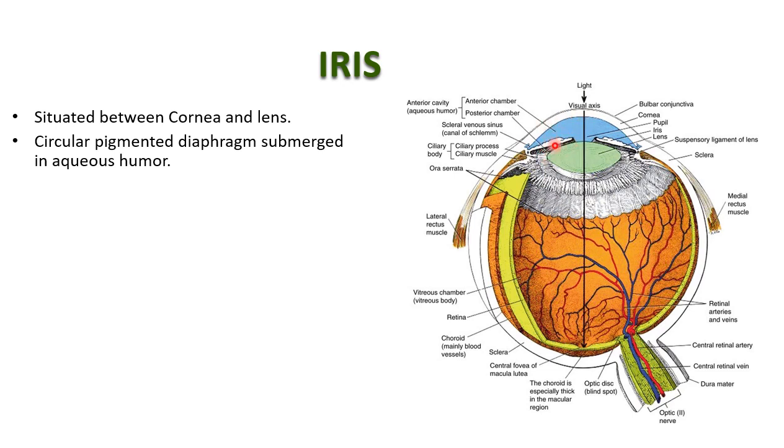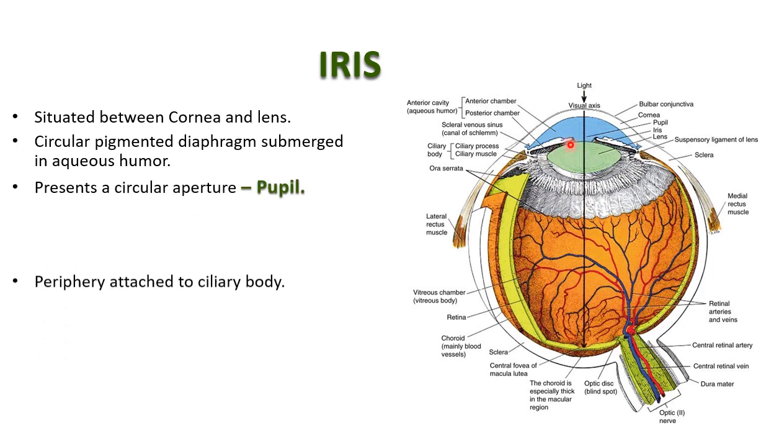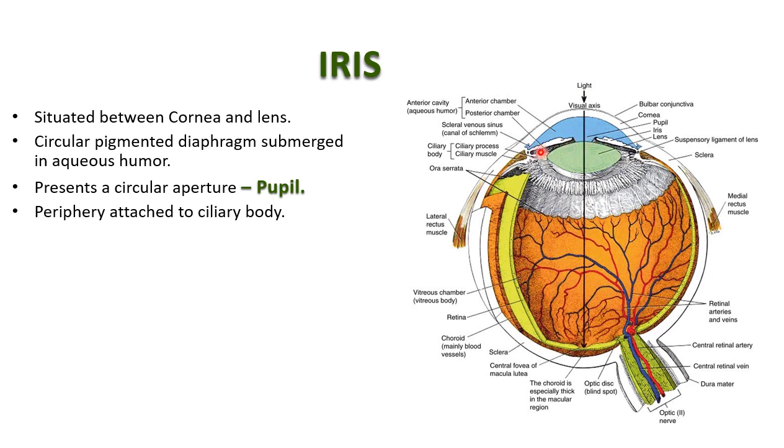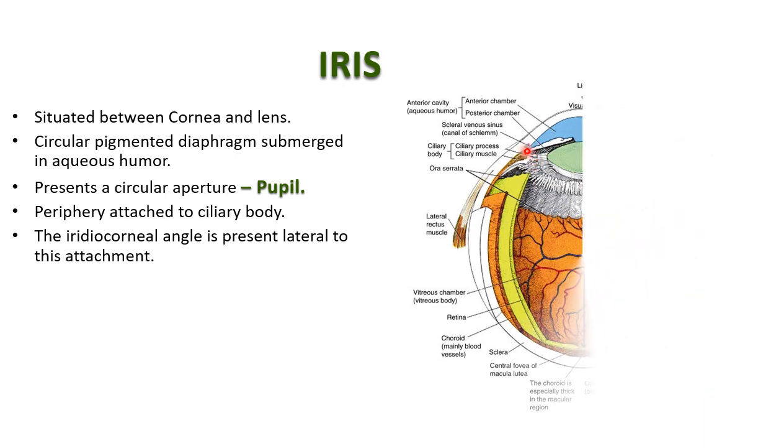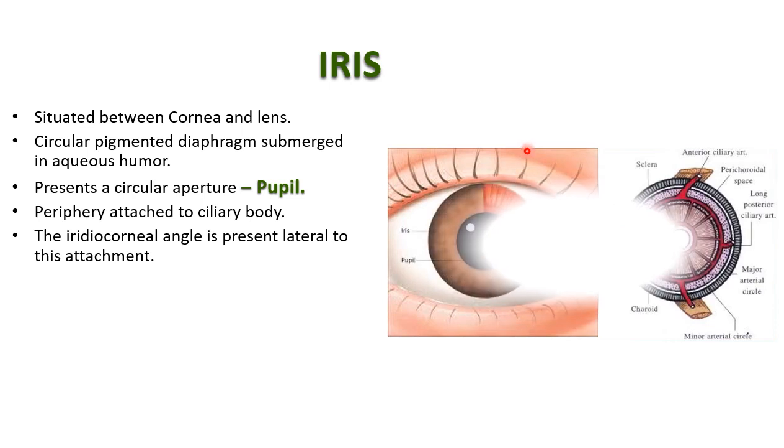It is mainly filled with aqueous humor and presents a circular aperture, as I told you, called the pupil, and the periphery is attached to the ciliary body. In front you are able to see the iridocorneal angle from which the aqueous humor is drained, but the aqueous humor is actually secreted in the posterior chamber. Lateral to this attachment, as I told you, the iridocorneal angle is present.